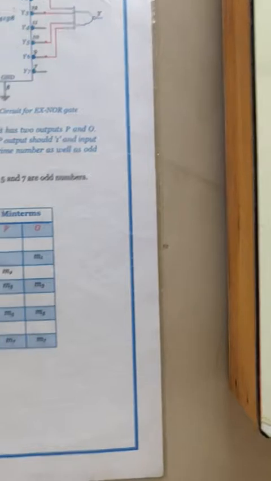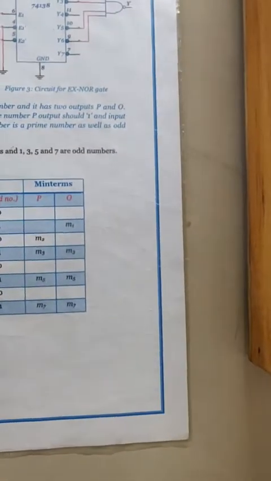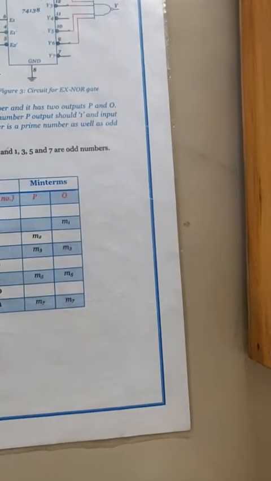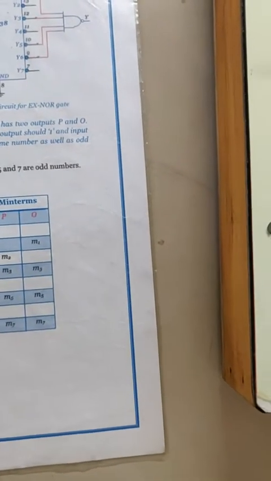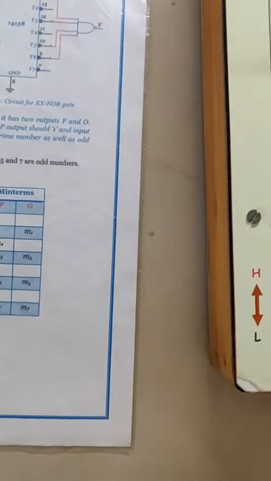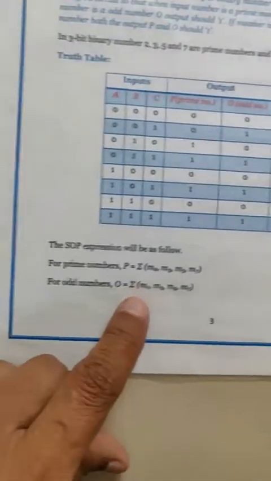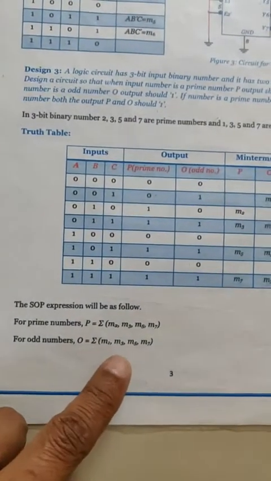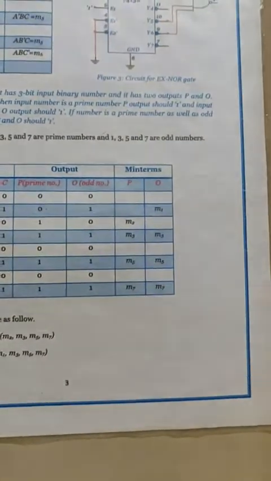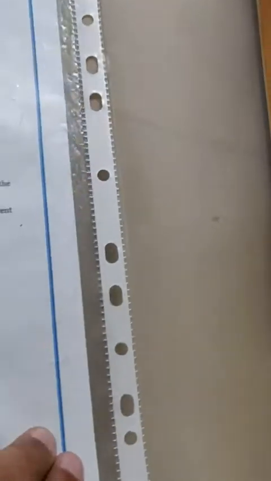Prime numbers. For which prime numbers is the output going to be high? Prime numbers and odd numbers, the output is going to be high. So you can have the equation for that like this one, and that way you can connect it and implement this circuit diagram.